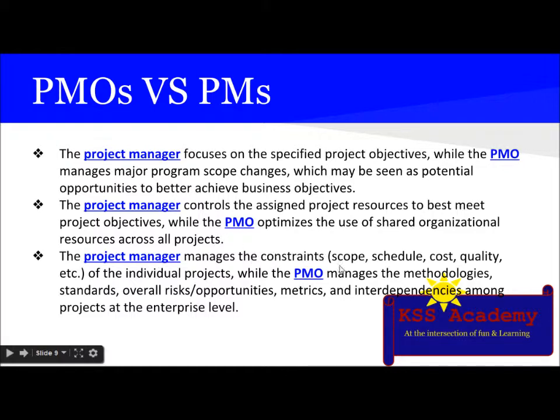The project manager manages the constraints, scope, schedule, cost, quality, etc. of the individual project, while PMO manages the methodologies, standards, overall risk and opportunities, metrics, and interdependencies among the projects and at enterprise level. So, in short, PMOs find better opportunities for collaborative project management, whereas PM achieves specific project objectives. Second thing is PMO optimizes shared resources, PMs manage assigned resources. Third is PMO manages methodologies, standards, whereas PMs manage constraints. So this is quite easy. Try to remember this.